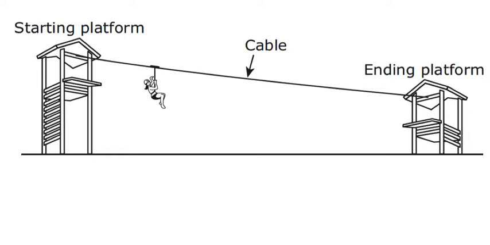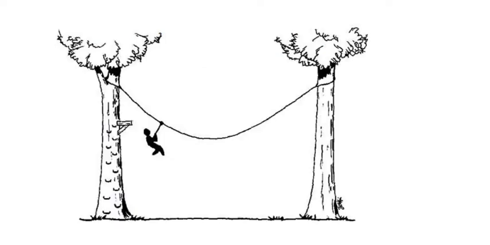Something to consider when designing a zip line is including strong trees and platforms specifically to support a zip line. When the cable is attached, it should have a certain amount of slack in it. This picture shows a zip line with too much slack built into it.